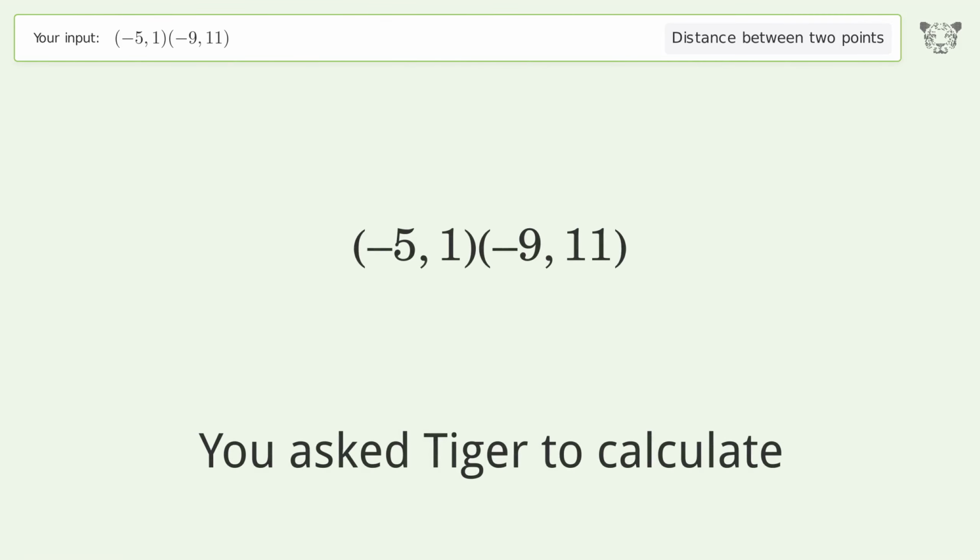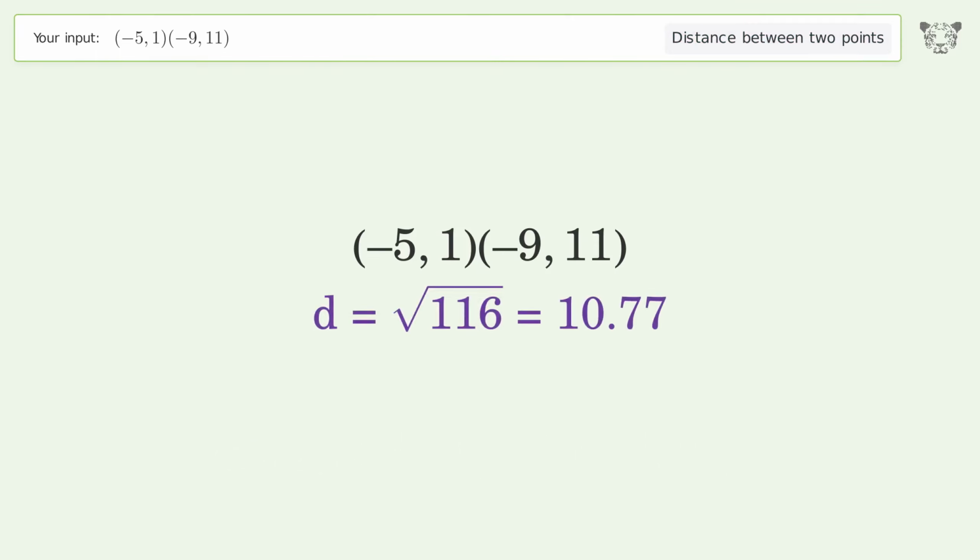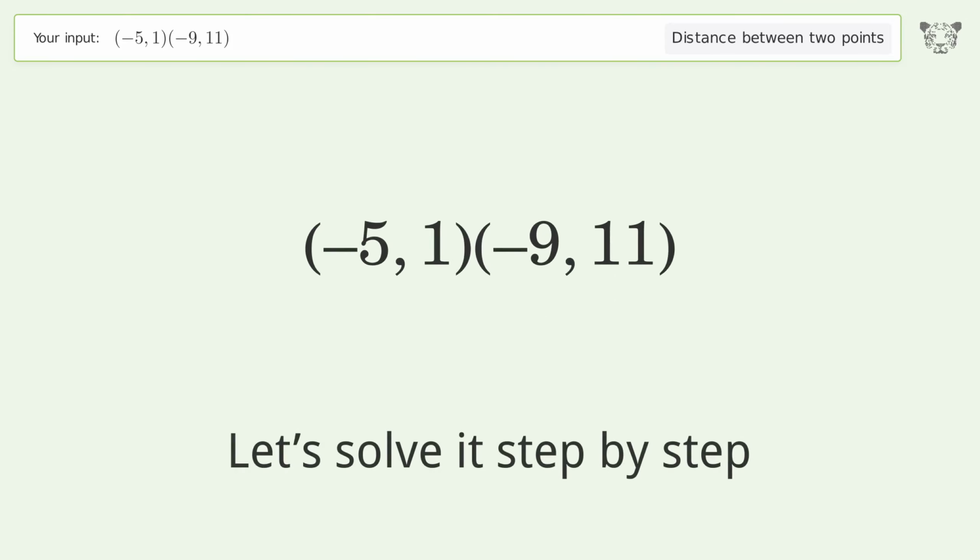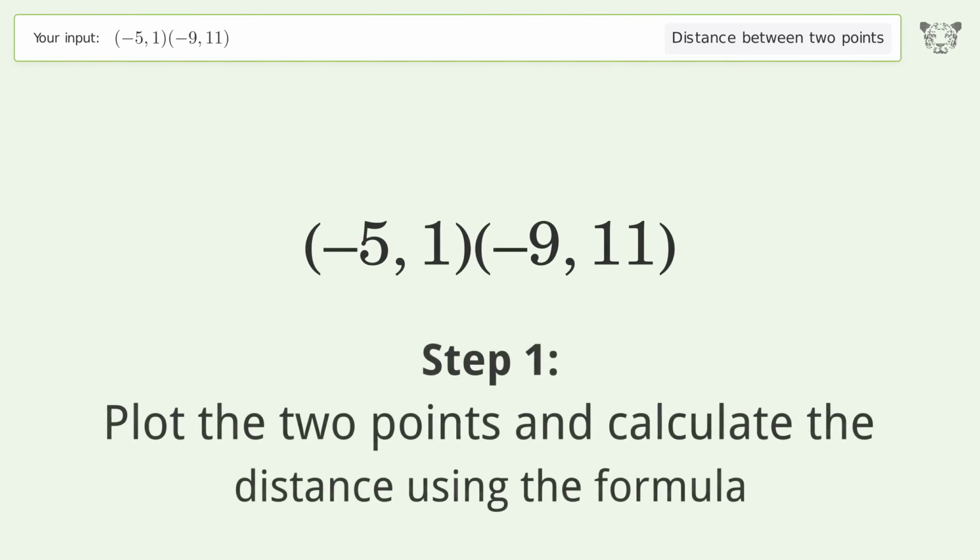You ask to calculate the distance between 2 points. The distance between the 2 points is the square root of 116, or 10.77. Let's solve it step by step. Plot the 2 points and calculate the distance using the formula.